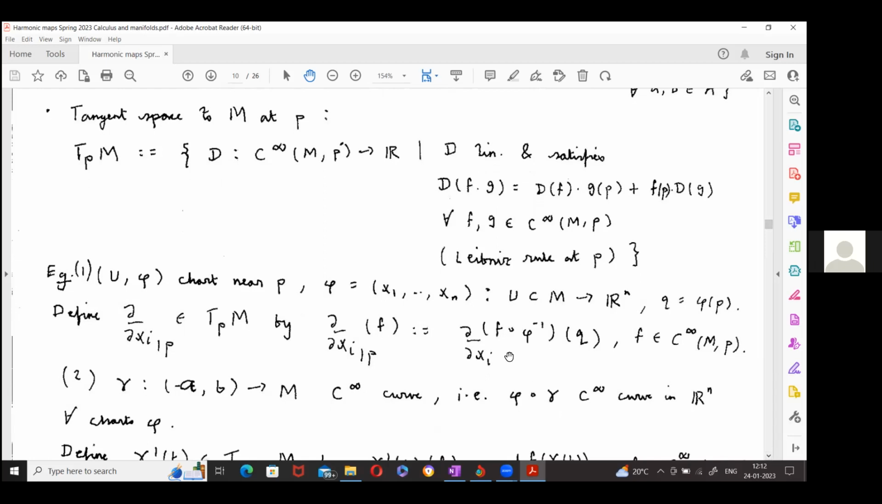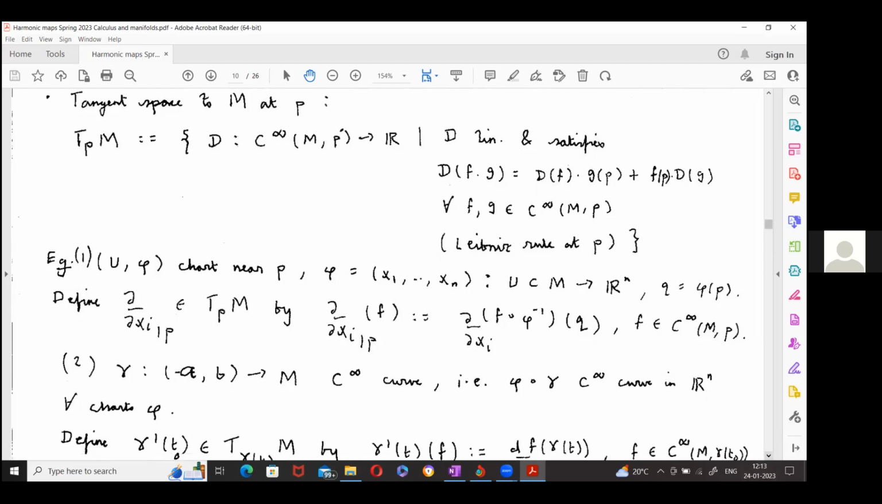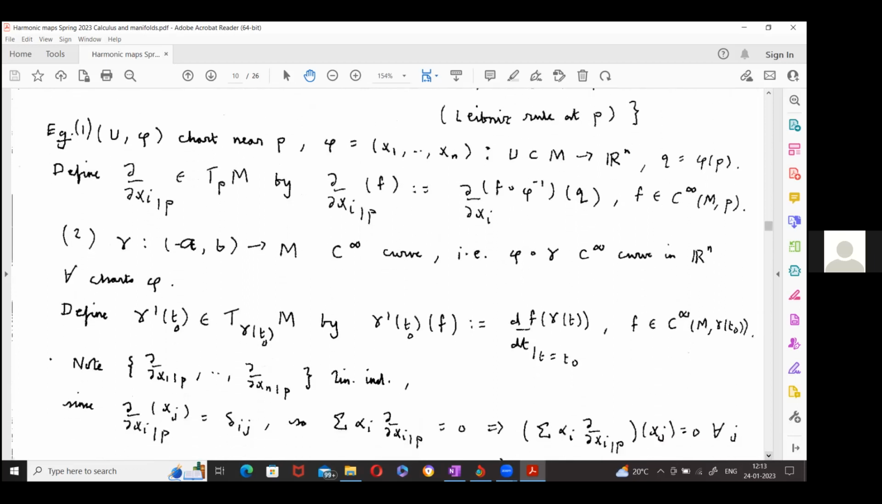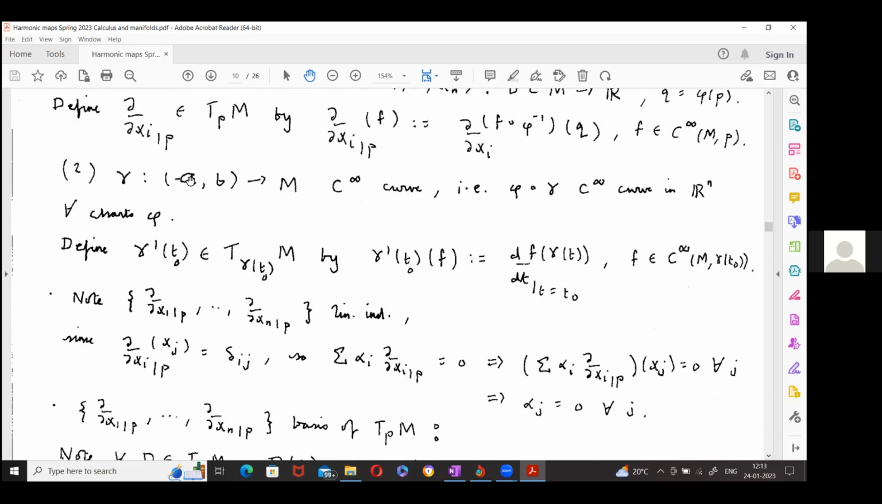Okay, so what we're going to show is actually these del xi's form a basis for the tangent space. Therefore, the tangent space is n-dimensional. But before doing that, let me give you another example of tangent vectors. Suppose gamma is a smooth curve in M. So what is a smooth curve? It's a map from an interval into M, such that when I compose with any chart, phi composed gamma will be a smooth curve in Rn for any chart phi. That's what it means to be a smooth curve in M.